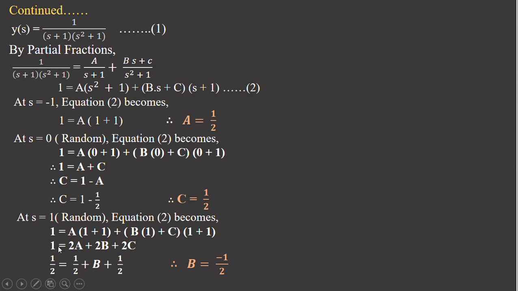Now one more random value we have to take, because the third unknown we have to find is B. A and C are obtained, but B we have to find. So to get that third unknown B, we have to take one more random value. Let's now take 1. When you take a random value, you just have to be careful that the value is not taken already previously. Now put s equal to 1.